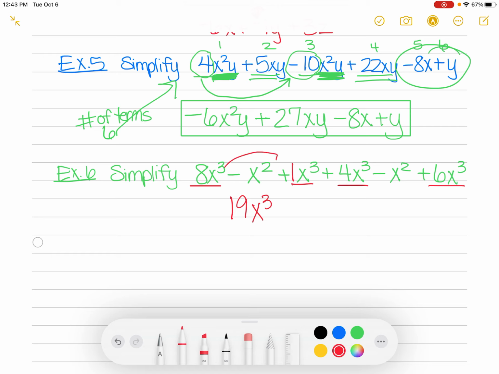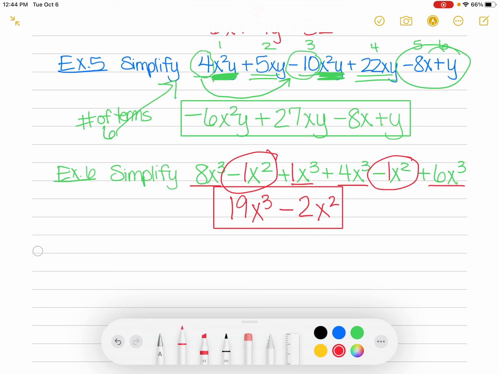And then I could put together my x squares. It's a minus or negative 1 and another minus or negative 1. So think of those as negative 1 plus negative 1. That's the easiest way to do these. Just think of it all as plus and that the minus signs are negative. So that means I get a negative 2x squared. Notice I wrote it as a minus 2x squared. That's what the negative means, that I'm minusing. So there's my answer. It's 19x cubed minus 2x squared.